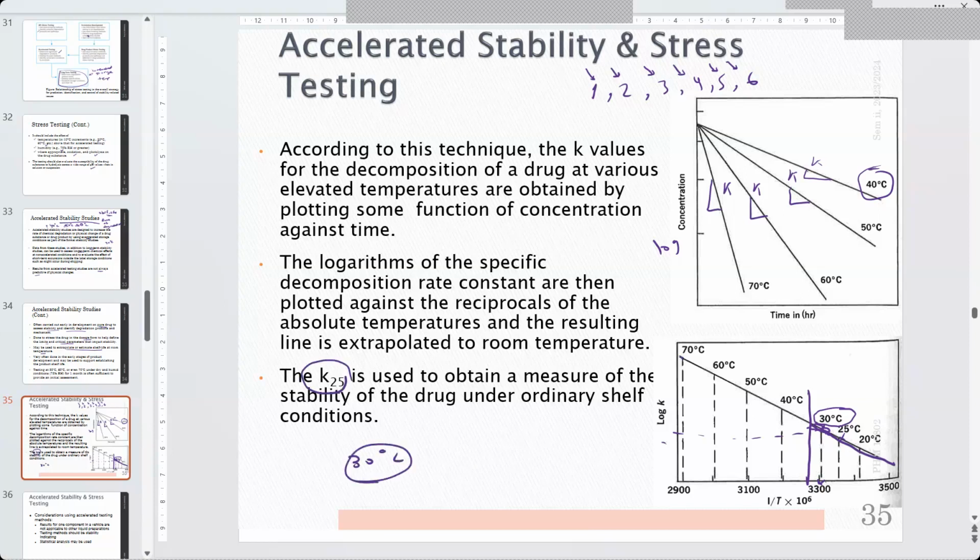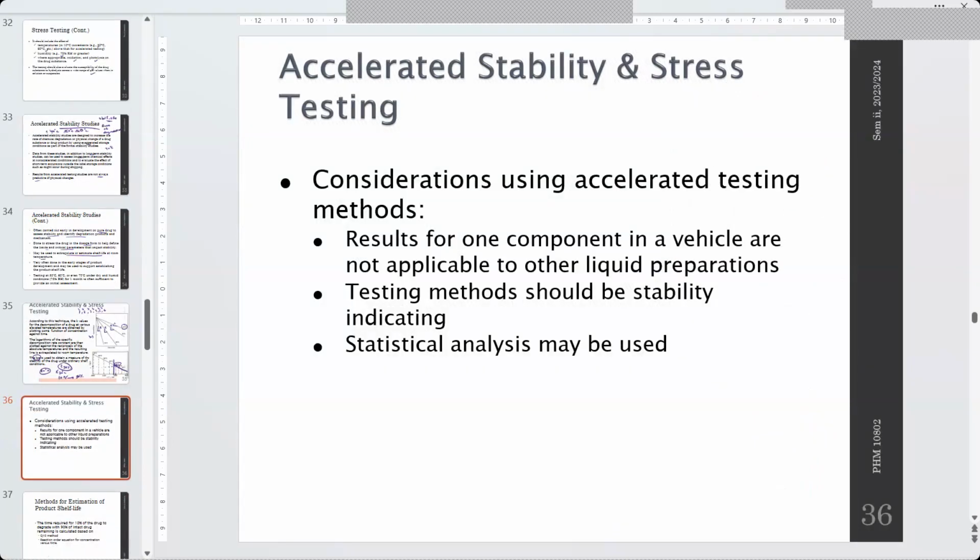So if I'm doing the stability study in Malaysia, I want to determine K at 30 degrees, and then from it I can estimate the time for 90% purity. Okay, the time for the drug to decrease from 100% to 90%, which determines the shelf life.